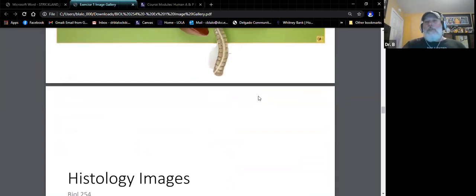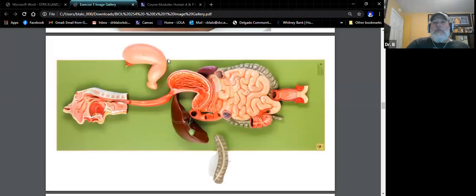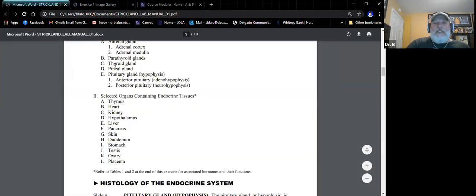So again, in your pre and post lab activities, these should be the models that you see that you'll be asked to identify this list of structures on right here. So this is your study list for what you need to be able to identify on models for the practical.